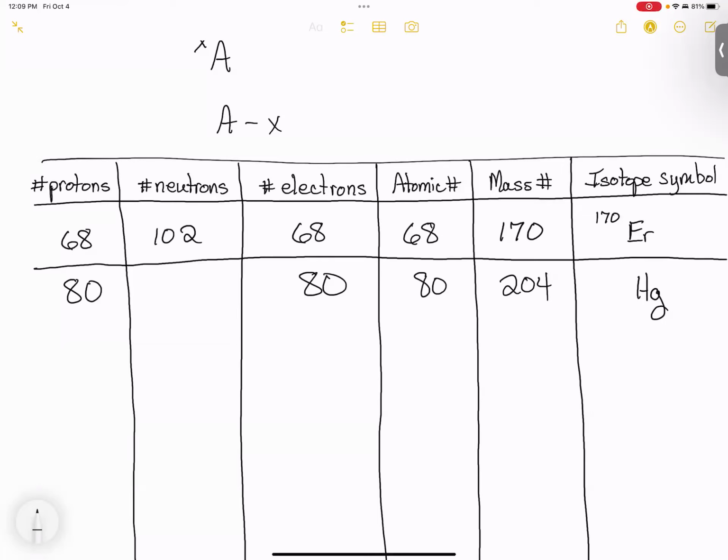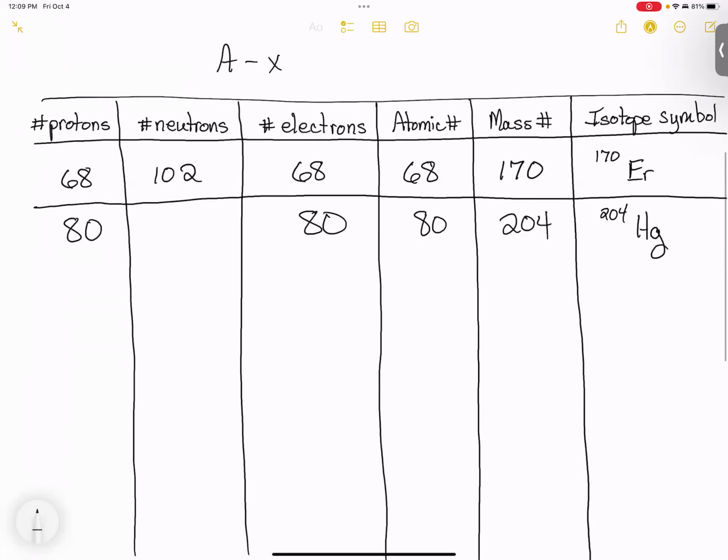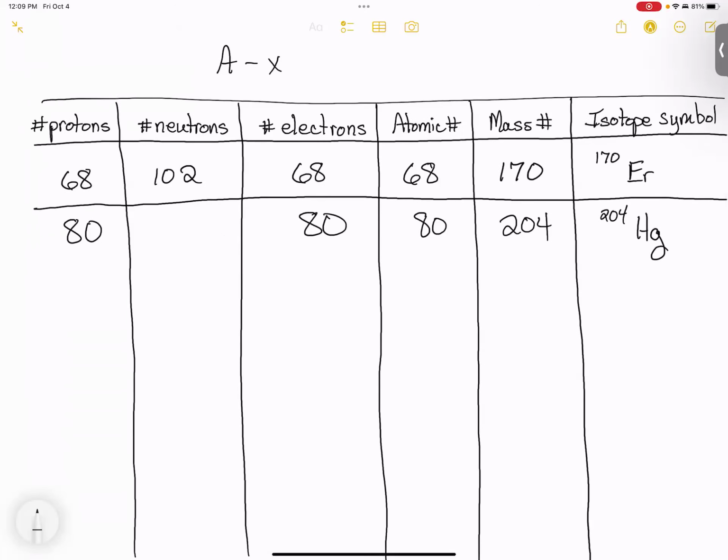I need two more pieces of information. One, I've got part of the way there. The other one I'm missing. I need the mass number for the isotope symbol. And then I need the number of neutrons. And for neutrons, again, we memorize this equation. Mass number is number of protons plus number of neutrons. So 204 minus the 80 is going to give me my number of neutrons, which is 124.